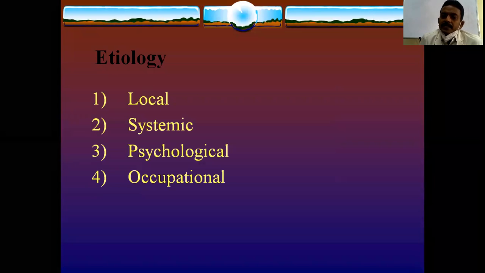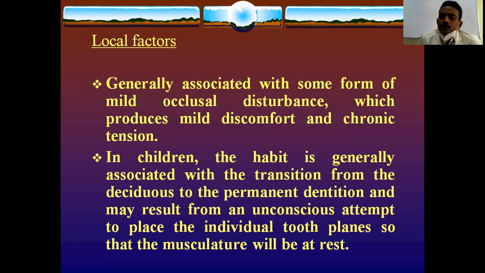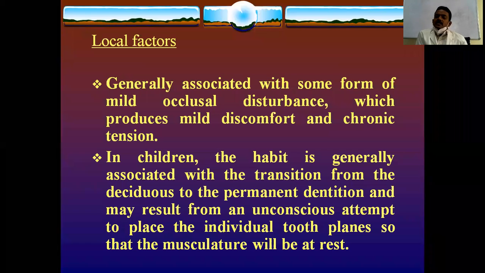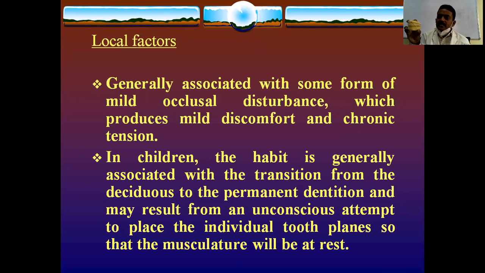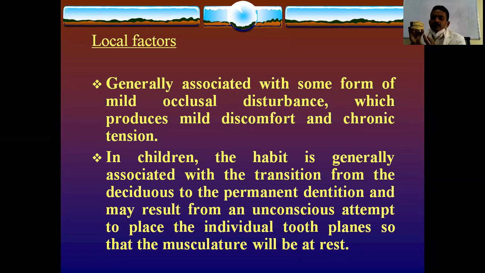So, due to the continuous night grinding, what is the etiology? It may be local factors, systemic factors, psychological factors, and occupational factors. Local factors are generally associated with some form of mild occlusal disturbance, which produces mild discomfort and chronic tension. In children, the habit is generally associated with the transition. What is the transition period in children? See, there are two sets of teeth. One is the primary dentition and the other is the permanent or adult dentition. The primary teeth are also called milk teeth or deciduous teeth. When the primary teeth are shedding and the permanent teeth are erupting, the middle phase is called the transition period.